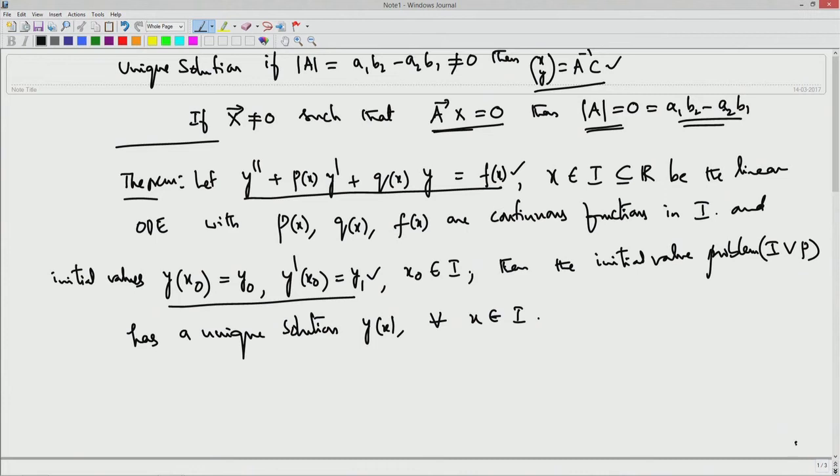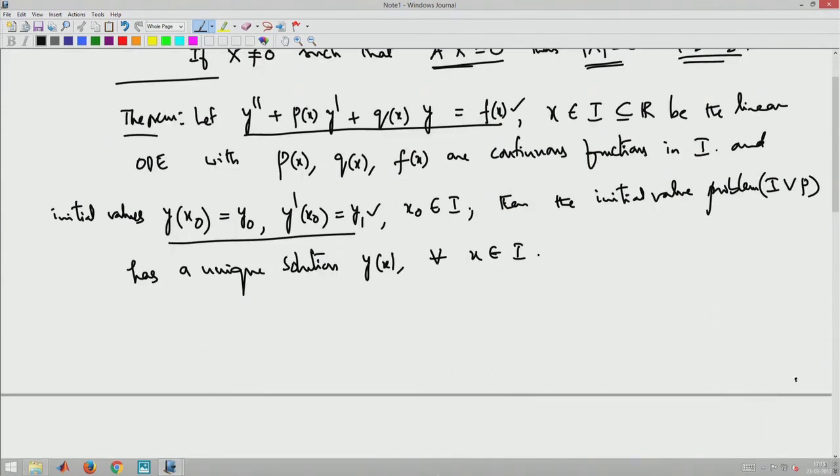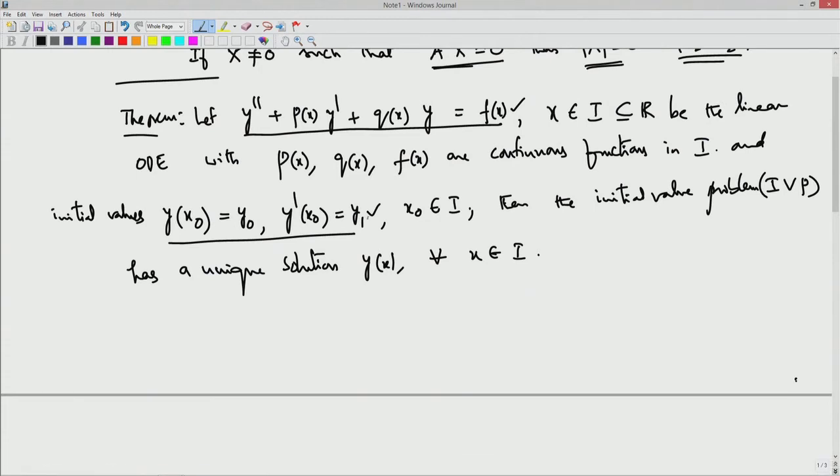The proof is beyond the scope of this course. What we do is just give you the justification why this theorem is true. Basically the proof is by converting this initial value problem, this equation and these initial values, into a first order system, as we have done earlier.